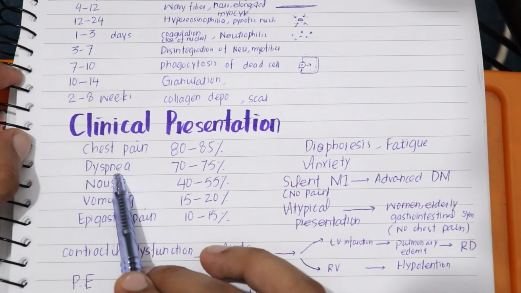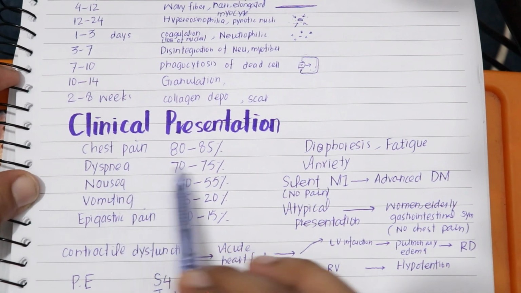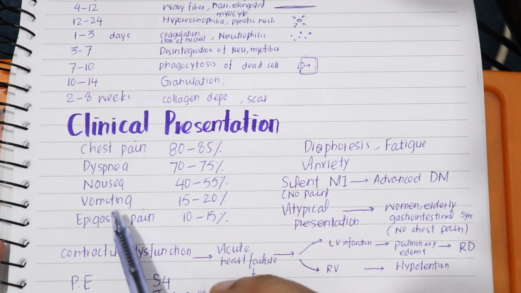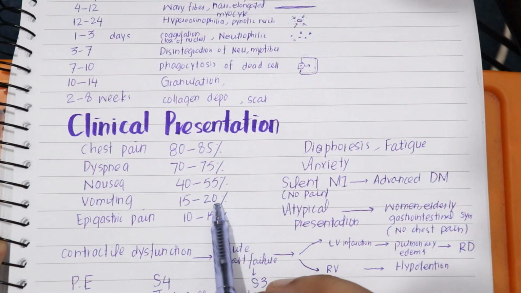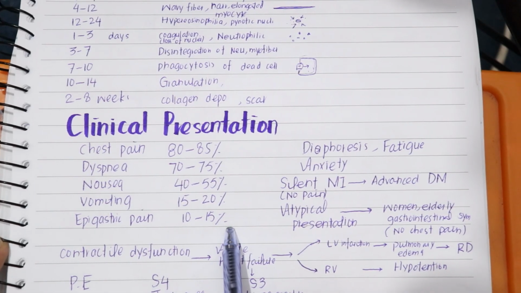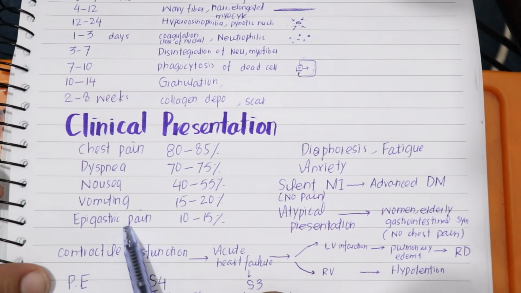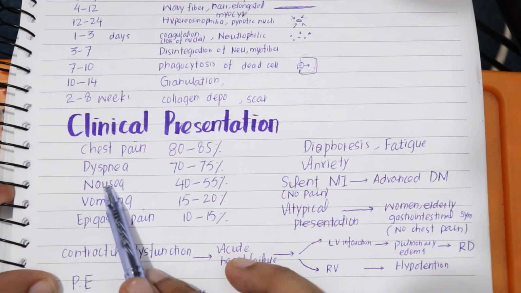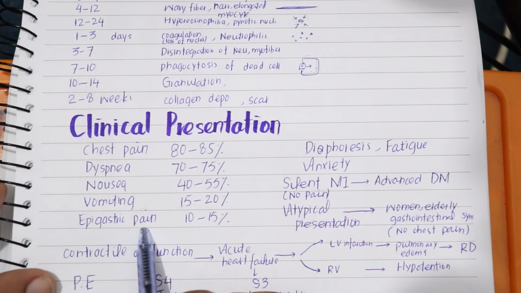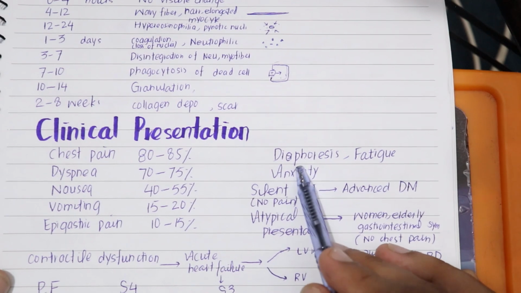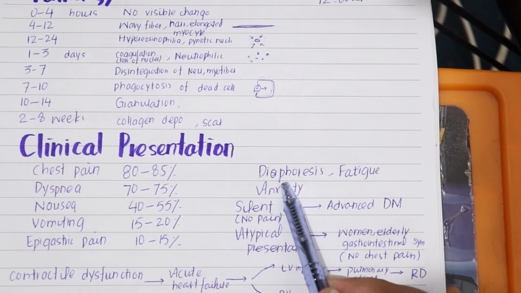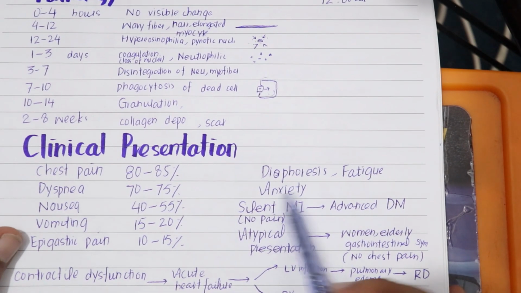Dyspnea, meaning difficulty in breathing, occurs in 70 to 75% of cases, while nausea is in 40 to 55% of cases, vomiting in 15 to 20% of cases, and epigastric pain in 12 to 15% of cases. So it might happen that the patient presents to you with epigastric pain as well as nausea and vomiting, and you have to do an ECG to rule out MI. The other symptoms that can also happen are diaphoresis, meaning the patient will say I was having severe sweating, as well as fatigue and anxiety.